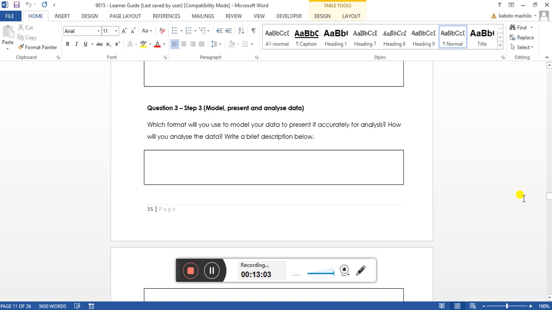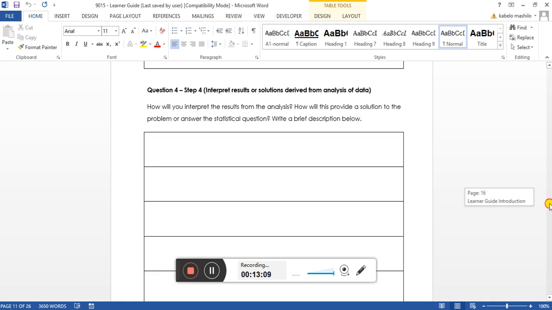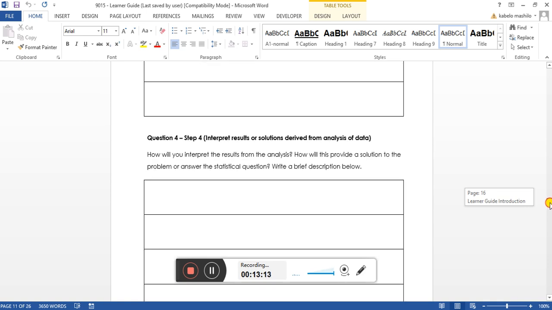Then question 4, you need to interpret the results or solution derived from analysis of data. How will you interpret the result from the analysis? How will this provide a solution to the problem or answer the stat question? So this is more of a thesis.